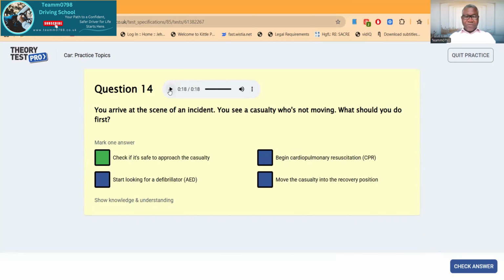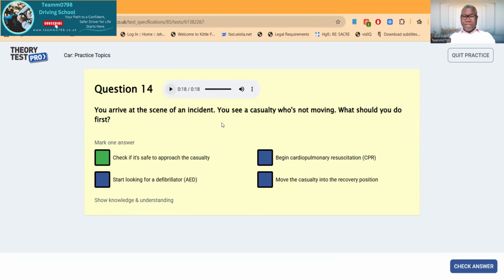Okay, so let's get a question again. You arrive at the scene of an incident. You see a casualty who's not moving. What should you do first? Check if it's safe to approach the casualty. Begin cardiopulmonary resuscitation, CPR. Start looking for a defibrillator, AED. Move the casualty into the recovery position.